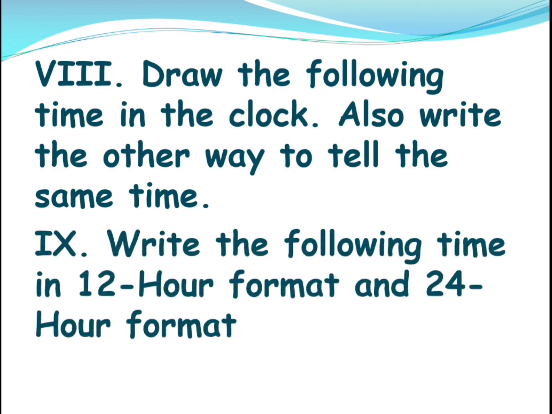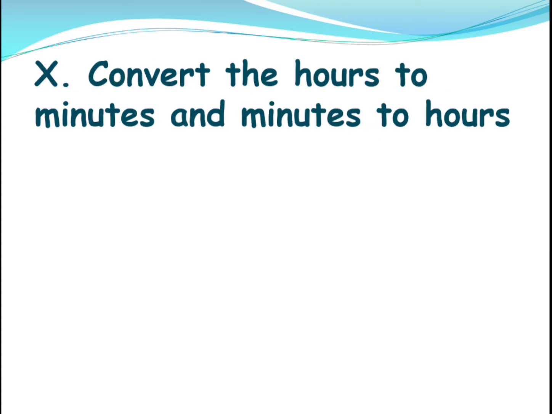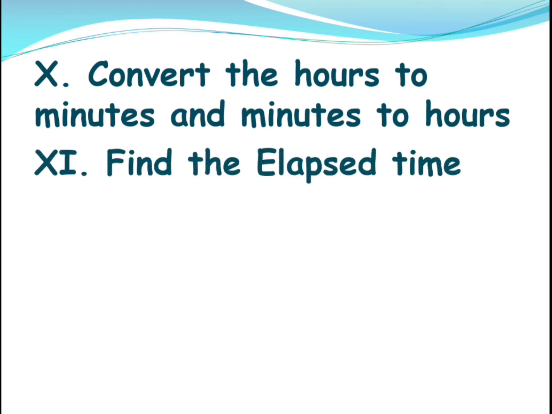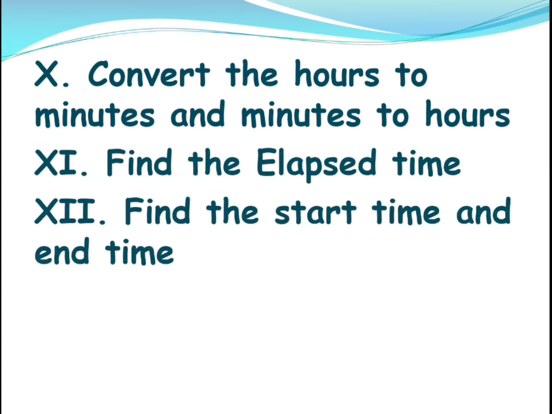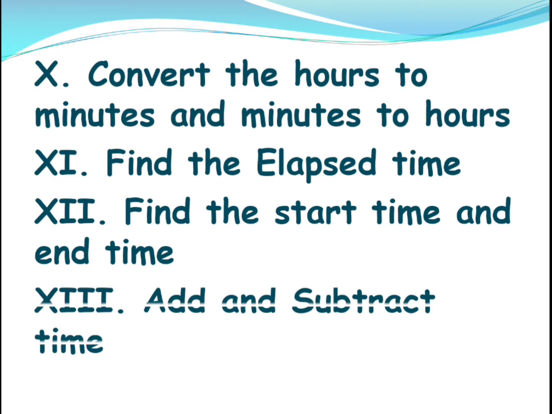Next, a time will be given. You have to write the 12-hour format for that time and the 24-hour format for that time. Children, next you have converting hours into minutes and minutes into hours, and then you have to find the elapsed time in the 11th bit. In the 12th bit, you will be given the start time and elapsed time, so you need to find the end time, or else the end time and elapsed time will be given and you need to find the start time. Next, adding and subtracting time. For the given times you need to add and subtract.